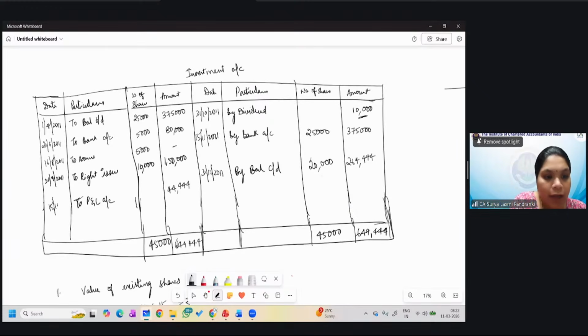This will be on 15/11. I didn't write the date here, I'm writing it here. Just check for the P&L account, it will be 15/11 because the transfer of this profit is done on the date of sale. So it should be on 15/11. Okay.